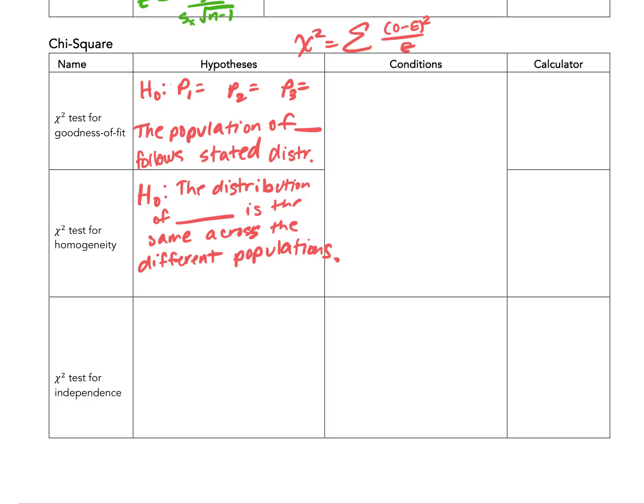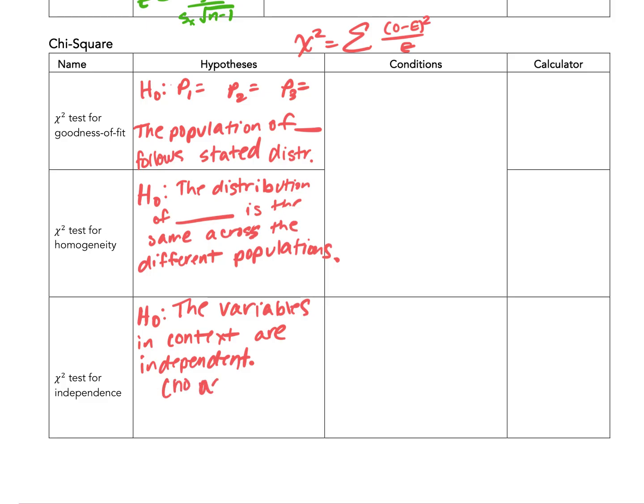And very similarly, if it's a test for independence, you're going to say the variables are independent, but you're going to do that in context. Another way of saying that is there's no association between my variables, okay? So independent equals no association.